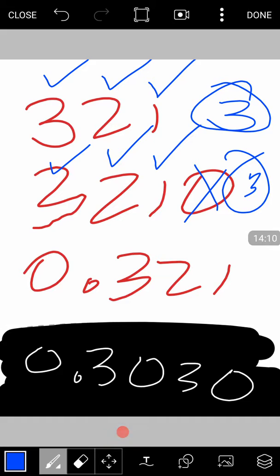What about the number 0.321? Of course, again, 3 is significant, 2 is significant, 1 is significant. We got a 0 in the front. What do we call that?